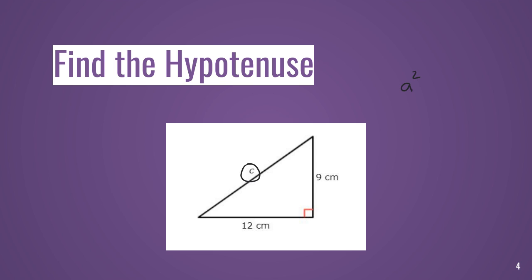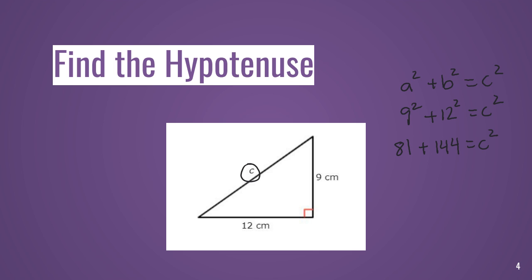So again, I am not given c. So remember the Pythagorean theorem. I always start with a squared plus b squared equals c squared. And does it matter which one is a and b? No, it doesn't. So I have 9 squared plus 12 squared, or you can do 12 squared plus 9 squared. Either way, you'll get the same answer. So now 9 squared. What is 9 squared? 81, because that's 9 times 9. And then again, I have 12 squared, and that's 12 times 12, which is 144, and that is equal to c squared.